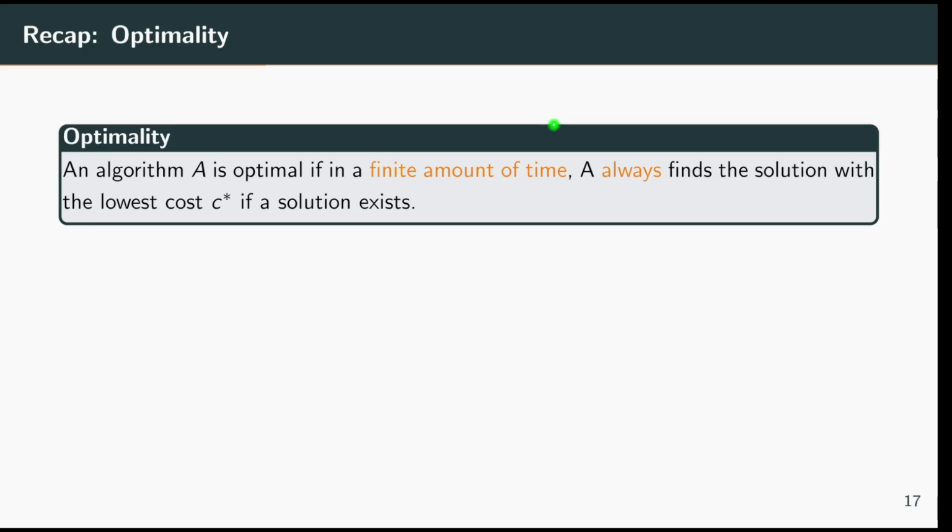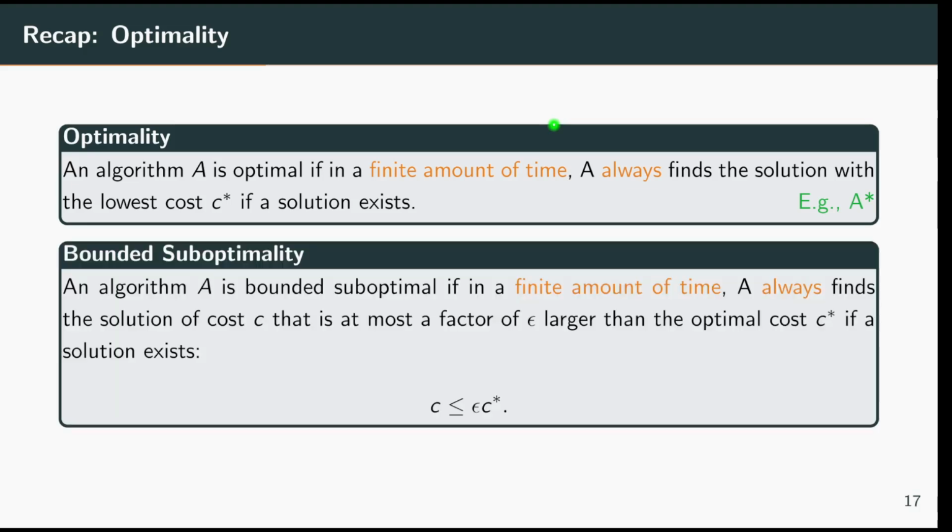Different optimality. Yep. So this classic definition is true for A star. Then we also learned bounded suboptimality. It's a while ago. But the idea is the same: in a finite amount of time, we always find a solution. But instead of finding the solution with the true lowest cost, we have this user-specified parameter epsilon, and we find a solution that is at most epsilon times the optimal solution cost. Do you remember any example of an algorithm that is bounded suboptimal?